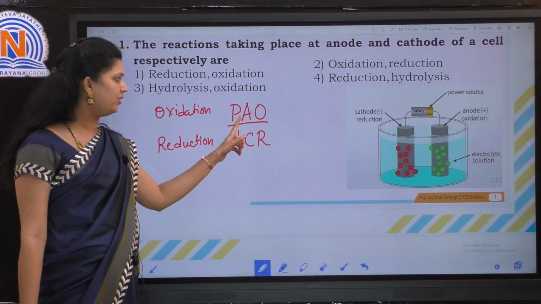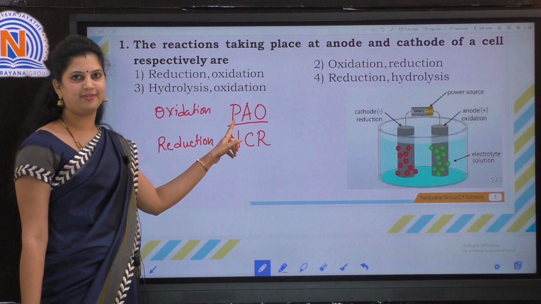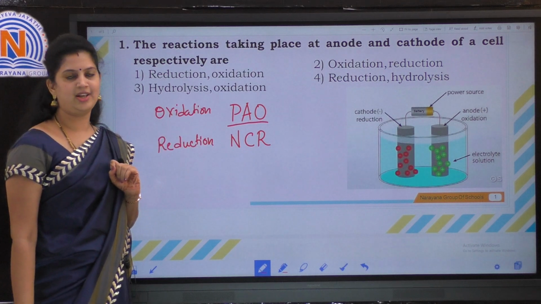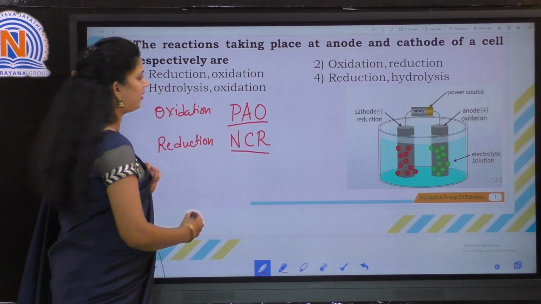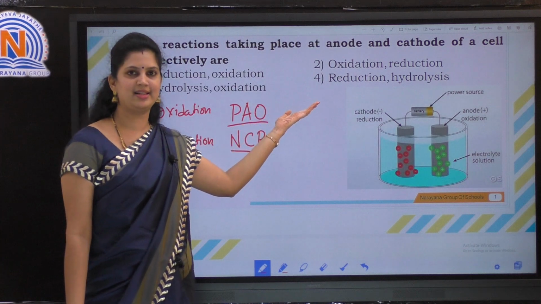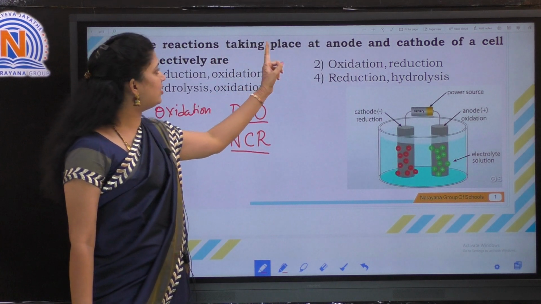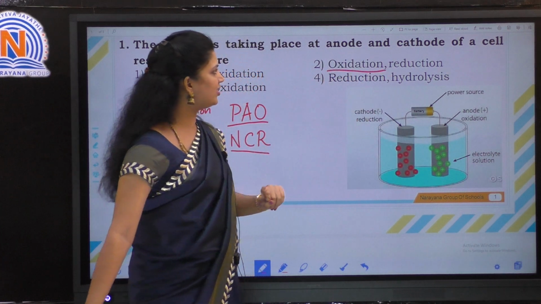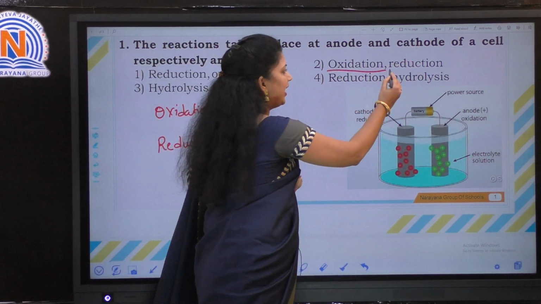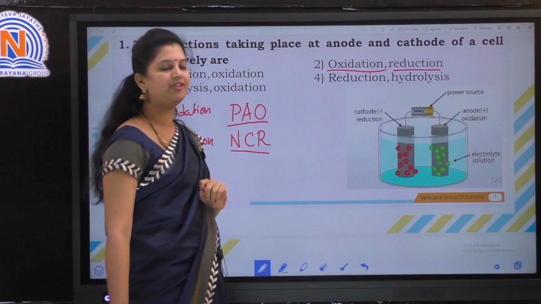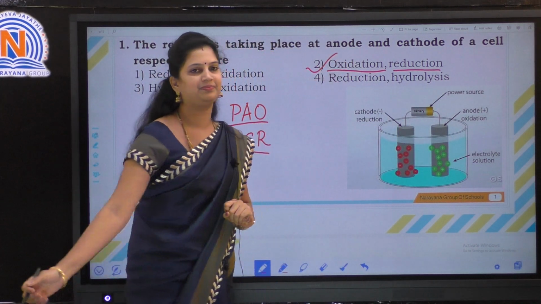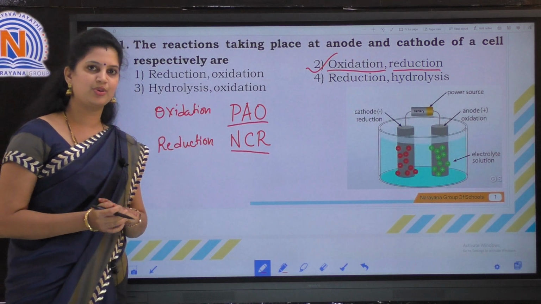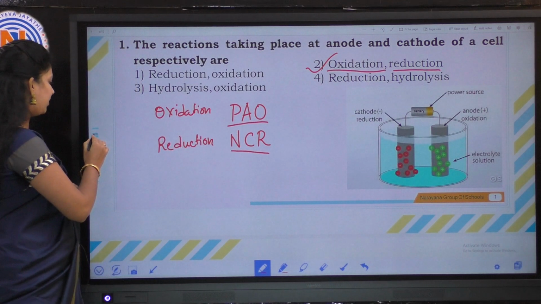Oxidation occurs at anode and the charge of anode is positive. Reduction occurs at cathode and charge of cathode is negative. So I think with this simple formula we can answer this question very easily. So what is that? The reaction that takes place at anode is oxidation and the reaction that takes place at cathode is reduction. So what is our correct option among the following? Second option. So I think this question is clear to each and everyone. So with this I am going to the second question.